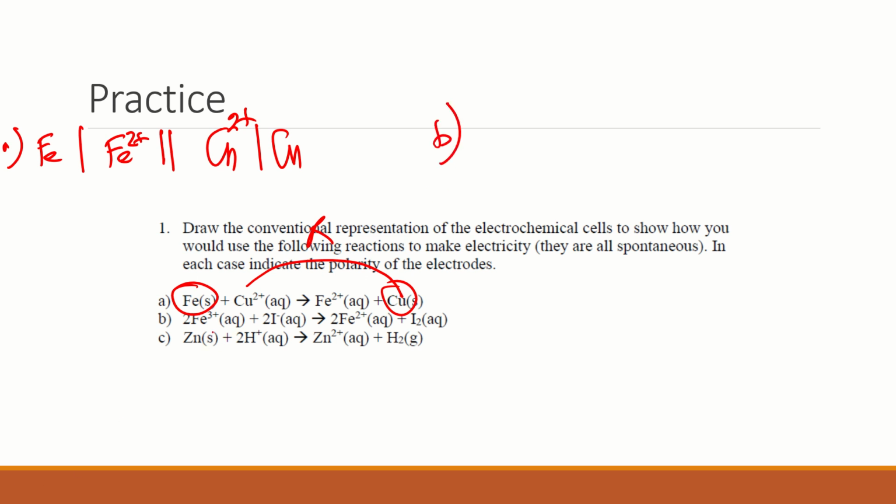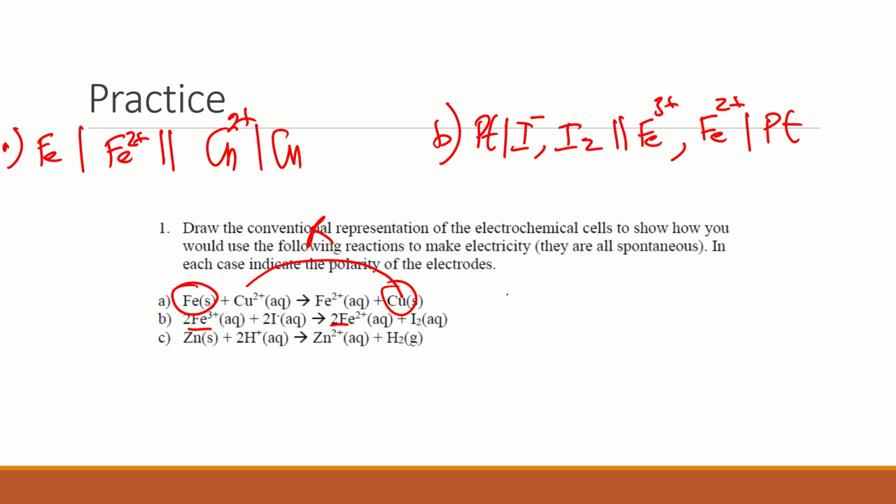Let's do B. What's getting reduced is iron 3 going to iron 2, so on the right hand side I am going to have platinum because I can't use either of those. I write my higher oxidation state species first and my lower oxidation state species second. They're both in the same phase, so they're separated by a comma. On the other side, iodide and iodine, I can't make an electrode out of either of those. This time I have oxidation happening, so I have the lower oxidation state species first, both in the same phase, followed by the higher oxidation state species.